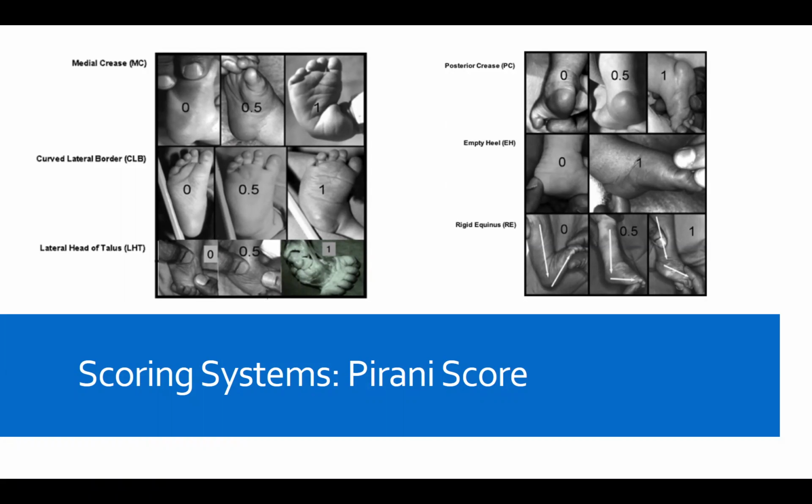I'll review those briefly. Looking on the left, we have the midfoot score. You'll see that there are 3 components there. There's the presence of the medial crease. We look at the curvature of the lateral border of the foot. We also look at the lateral head of the talus to see how reducible the navicular is over this bone.